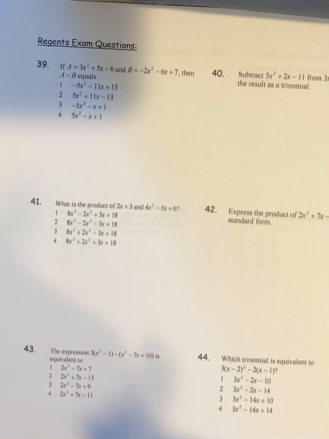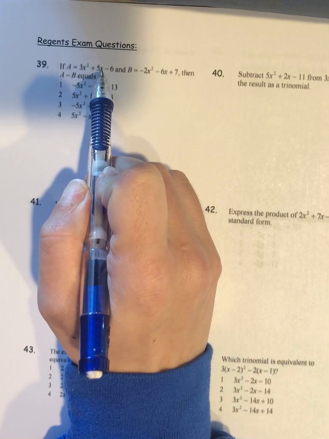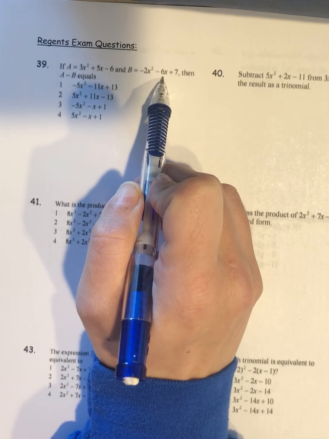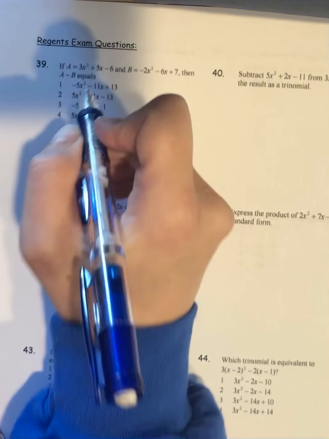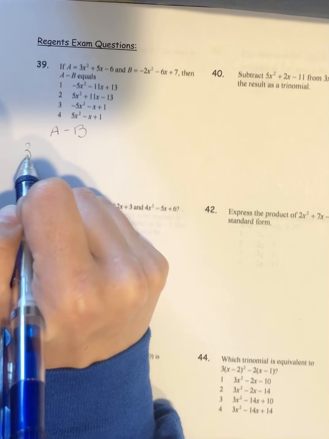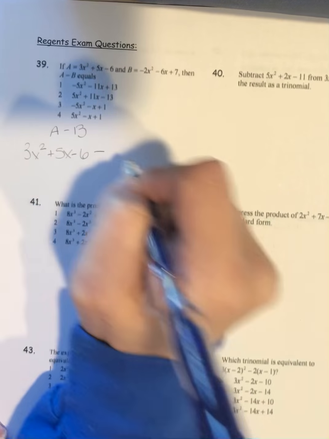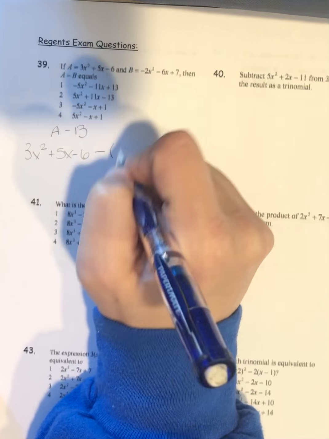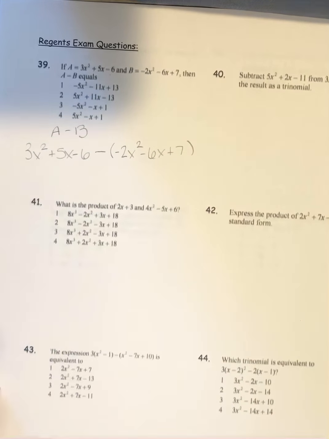So number 39 says, if a equals 3x squared plus 5x minus 6, and b equals negative 2x squared minus 6x plus 7, then a minus b equals. So what I suggest doing is writing out a minus b. Well, this is a, so 3x squared plus 5x minus 6 minus b. Whenever you're minusing a whole quantity, though, you have to use parentheses. And b is negative 2x squared minus 6x plus 7.